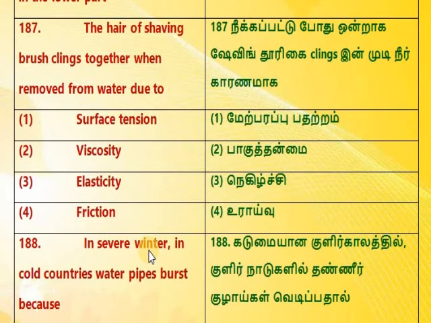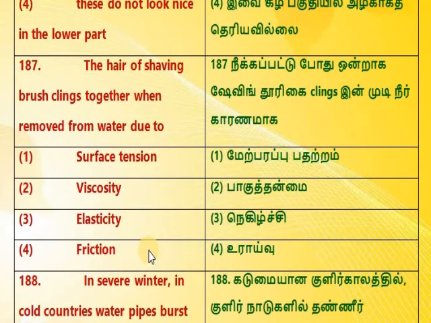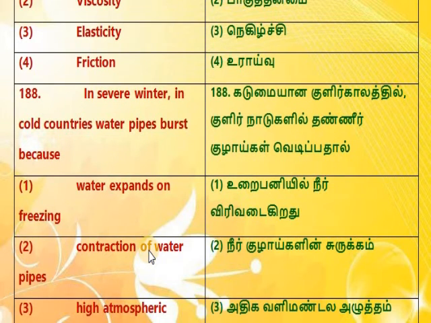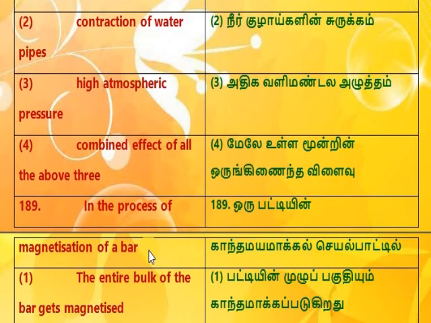187. The hair of shaving brush clings together when removed from water due to 1. Surface tension. 2. Viscosity. 3. Elasticity. 4. Friction. 188. In severe winter, in cold countries water pipes burst because 1. Water expands on freezing. 2. Contraction of water pipes. 3. High atmospheric pressure. 4. Combined effect of all the above.